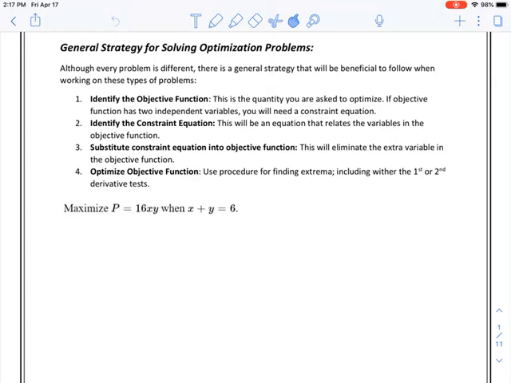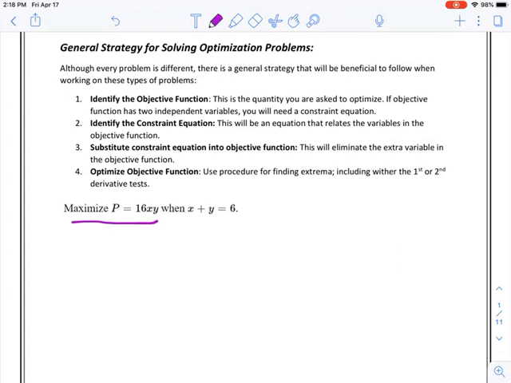Number one, identify the objective function. The objective function is that function that you want to actually optimize. In this example down here, that would be p equals 16xy.